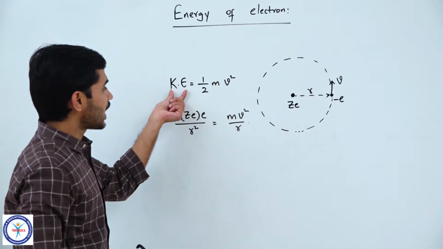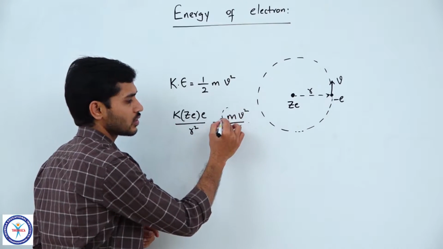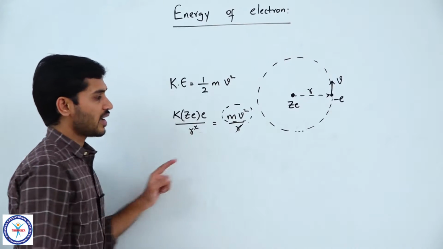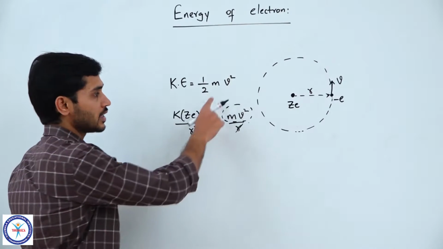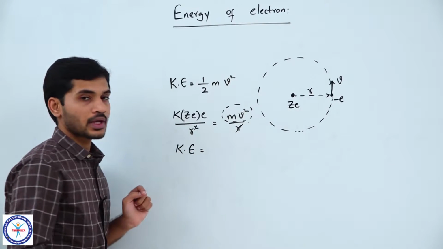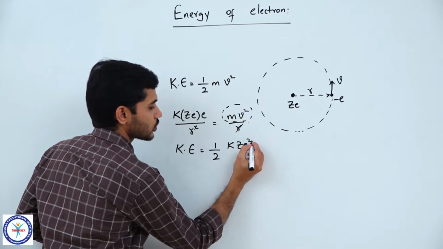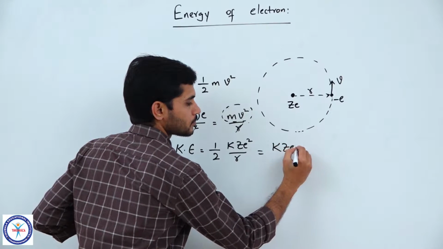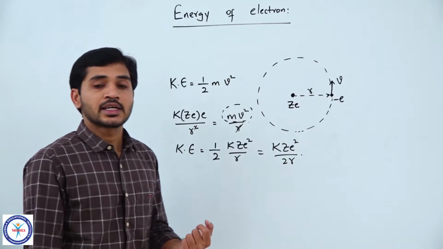Now to find kinetic energy, I need the term mv square or half mv square, and I have that over here. So, I will cancel out r on either side. So, I have mv square is equal to kZe square by r. I need half mv square. So, I can write kinetic energy of the electron as half of k times Ze square by r, which is kZe square by 2r. Okay. So, now we have found the kinetic energy of the electron.